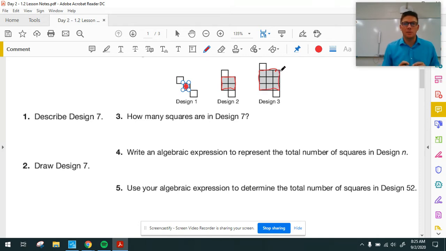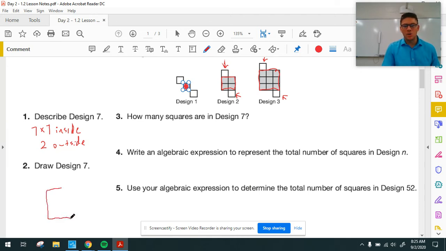So you've got to think about how that relates. Geometrically, what you can see is that whatever the design number is, that's how big our square is dimensionally. So design 7 is going to be a 7 by 7 inside, so 49 total. But then notice how there are still these 2 always just hanging out, right? And there's just going to be 2 on the outside always. So we have an idea of what it could look like.